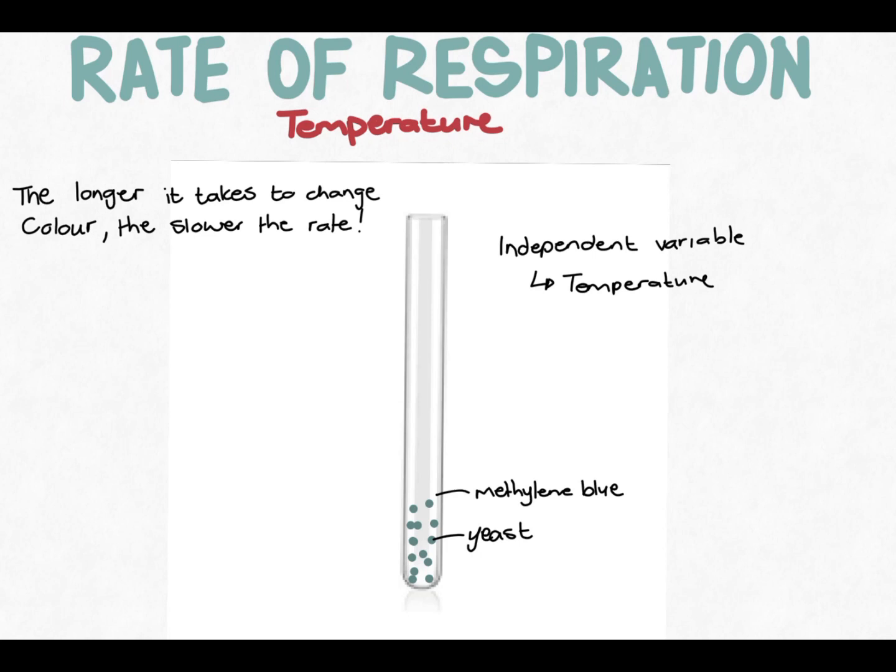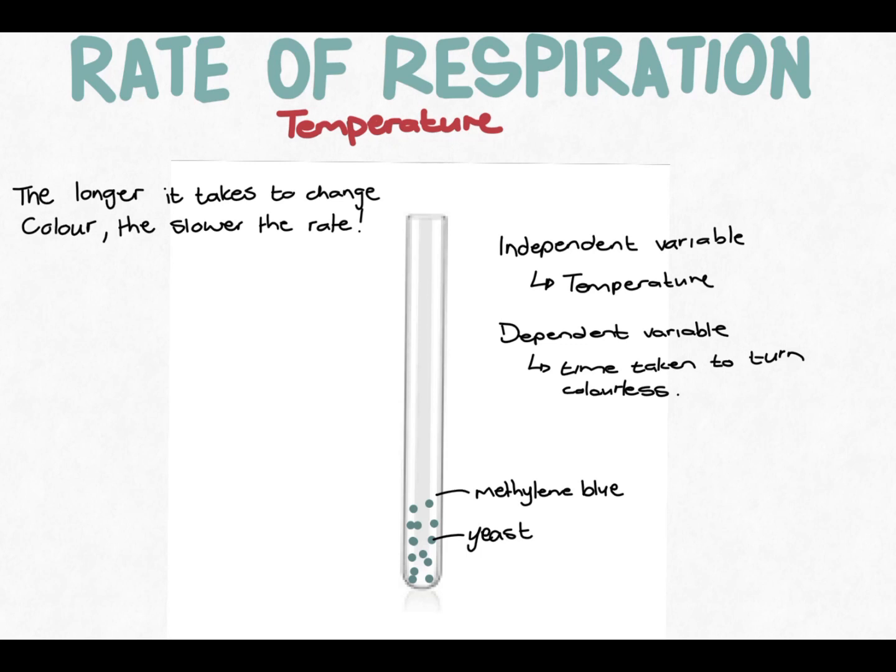We then have our dependent variable, and this is the measured variable. So in this investigation, where we look at the effect of temperature on the rate of respiration in yeast, the rate of respiration is the dependent variable. So we measure this rate by recording the time that it takes for methylene blue dye to change from blue to colorless.